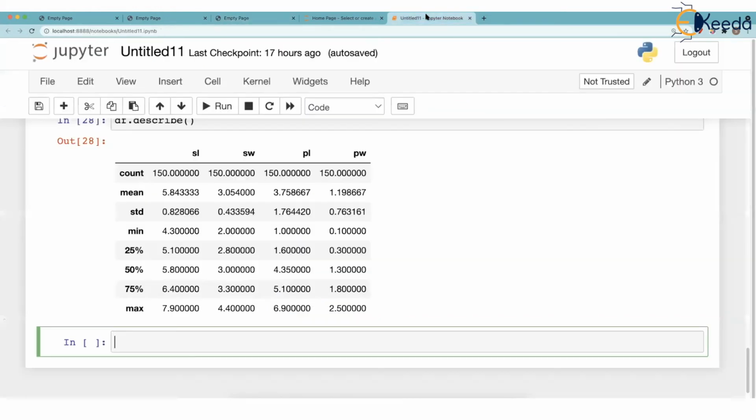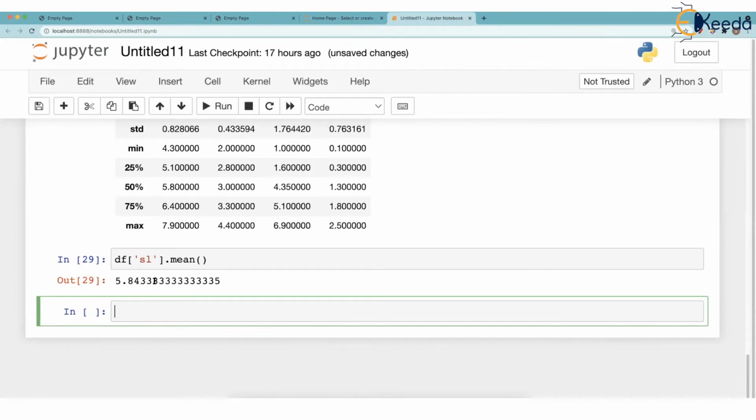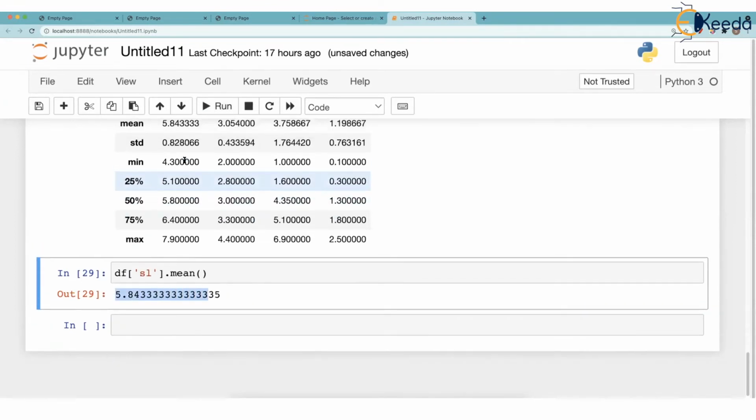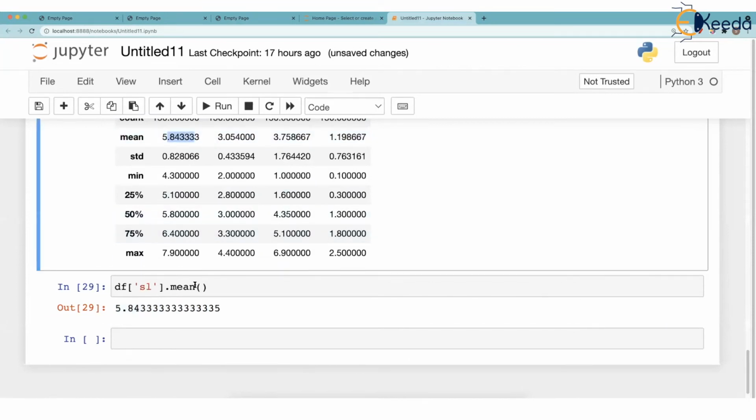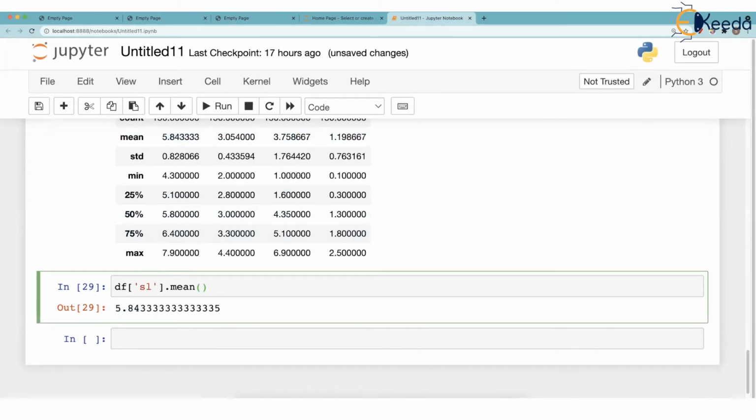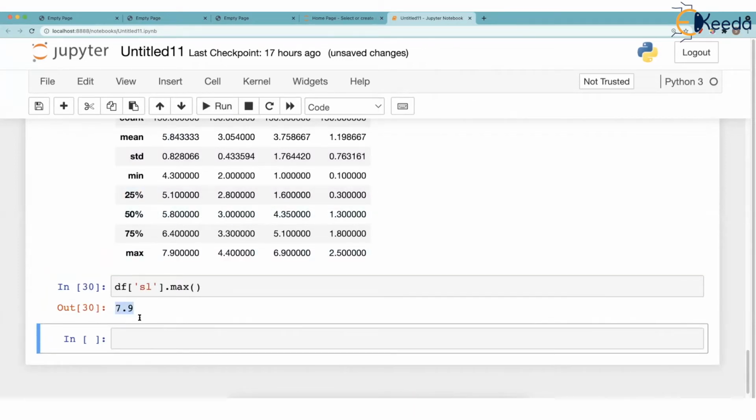So if you try this, say I write DF square bracket SL, dot mean. Mean is the function. So it will show 5.83. That's it. That was the mean of SL, 5.83. Or you can find out the maximum value of SL, and the maximum value is 7.9.